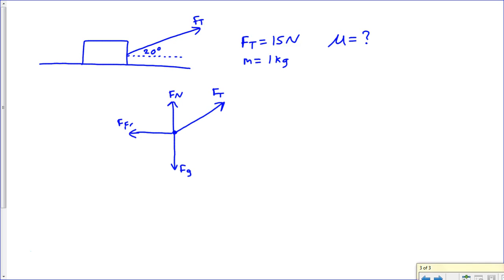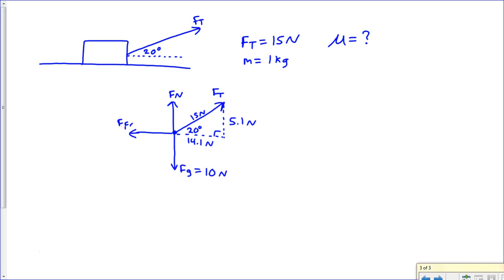And so in this case, I've given you some information. I told you that the mass was 1, so we know that the gravitational force is 10 newtons. We also know that for this tension force, we've got a right angle here. This is 20 degrees. We know that the tension force is 15 newtons along the hypotenuse. If we do the trigonometry on this, you should find 5.1 for this vertical component, and then 14.1 for the horizontal component.